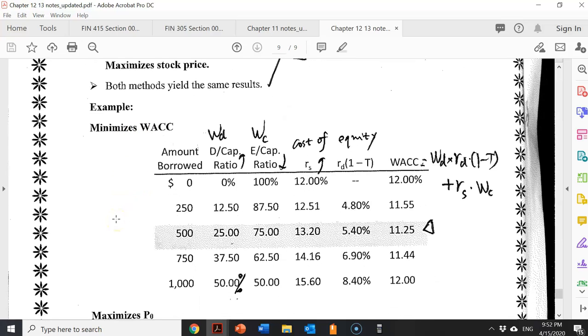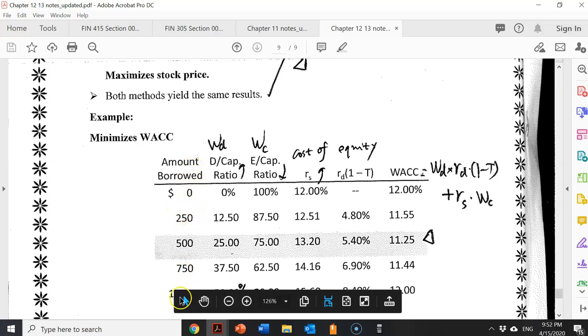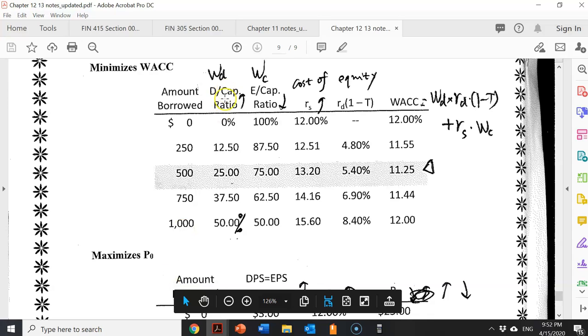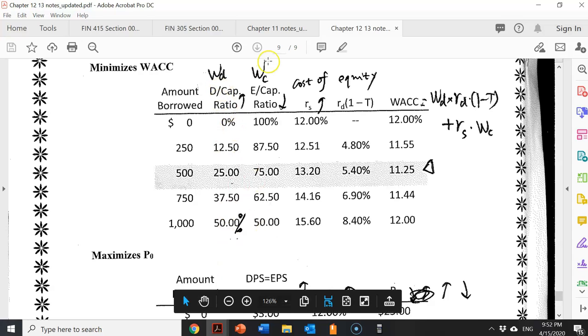Let's look at our example here. Again, our amount borrowed by debt increases from 0 to 1,000. The debt over capital ratio, which is WD, the weight for debt, increases from 0% to 50%. The equity over capital ratio, WC, the weight for common equity, decreases from 100% to 50%. When WD increases, WC decreases.